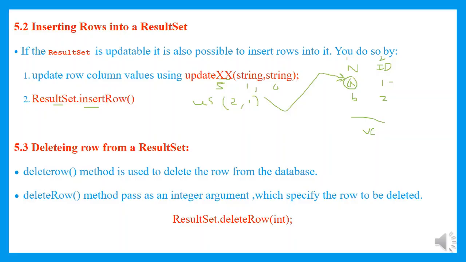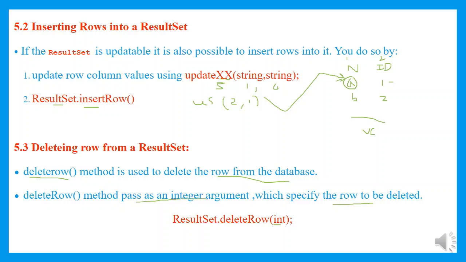Similarly, I can also delete a row from the ResultSet. We know that whenever I want to delete a value from the table, we say delete from table where a condition is equal to something. Instead of writing the complete query, if I still want to delete a row from the table, I will make use of a method called deleteRow. The deleteRow is a method which is used to delete the row from the database. The deleteRow method takes an integer argument which specifies the row to be deleted. So whichever row you want to delete, you specify that row index number, and the corresponding row is going to be deleted.